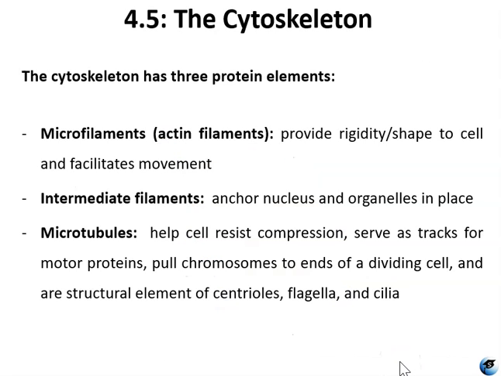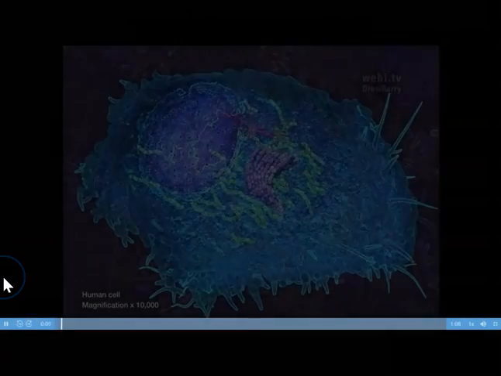Now let's talk about the cytoskeleton. So the cytoskeleton is not just the cytoplasm. The cytoskeleton is a complex microscopic network of interlinking protein filaments and tubules within the cytoplasm. So the cytoskeleton helps cells to maintain their shape and their internal organization. And it also provides mechanical support that aids in cell division and in some cases in cell movement.